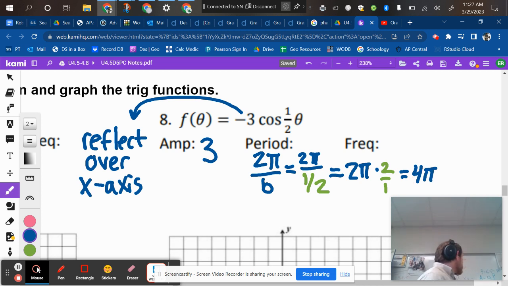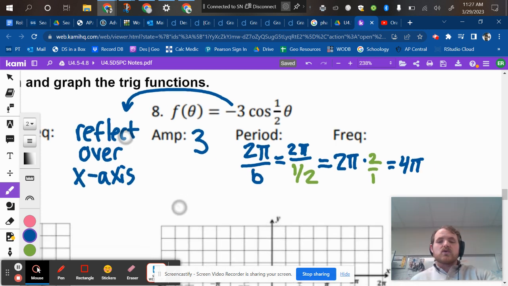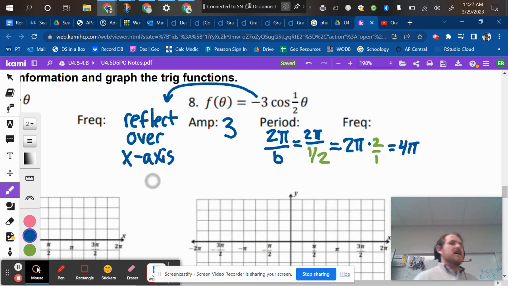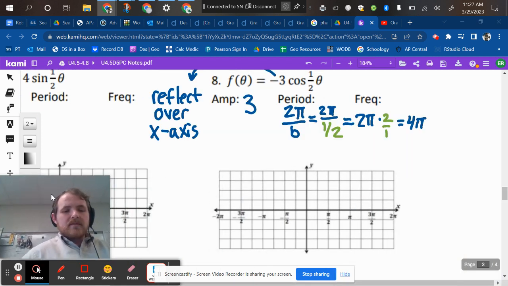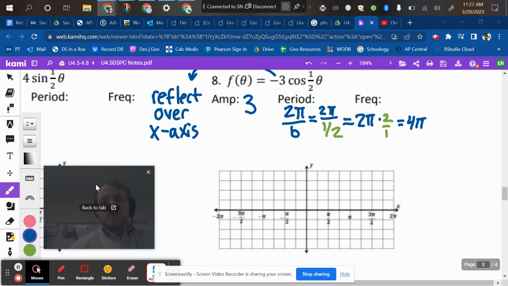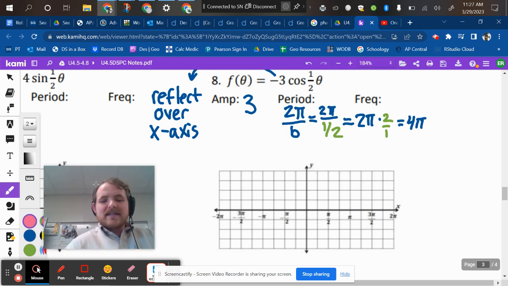So I erased it, but on the board the other day, I told you one way to do this is you can just start at 0, plug it in, then 4 pi would be your ending of your period, and then you could do middle, middle, middle, and just plug and chug from there. But I like to work with it this way a little bit more. I would rather do this. So my beginning would be 0.